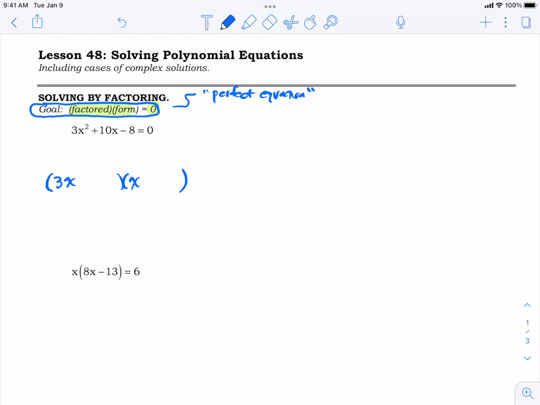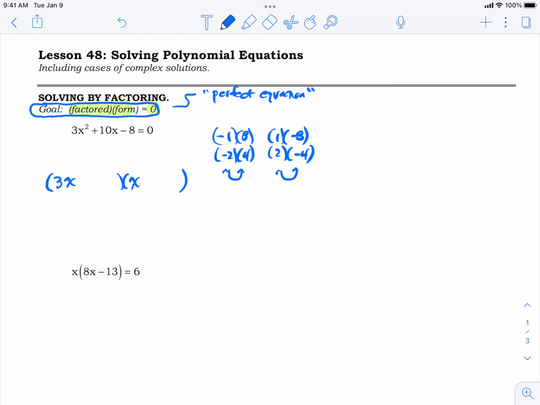Then you have to take the negative 8 and break that up. What could I have? I could have a negative 1 times an 8, or a 1 times a negative 8, or a negative 2 times a 4, or a 2 times a negative 4, right? And remember also, you have to try these in both orders. So that means I've got 8 possible combinations of numbers to put in my parentheses and see if they work.